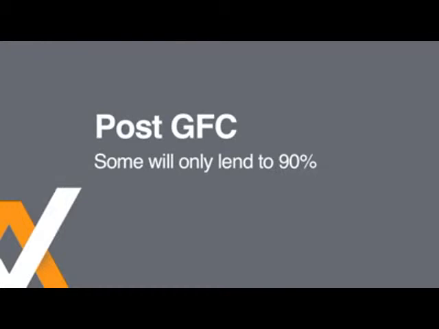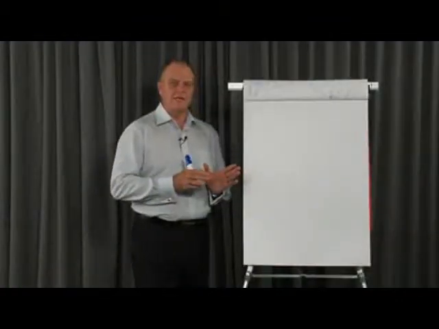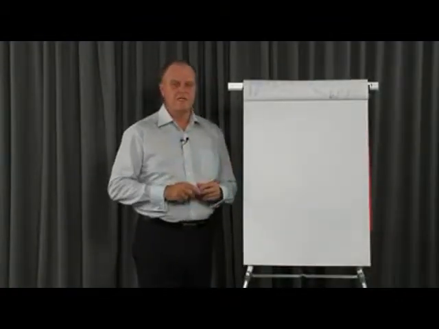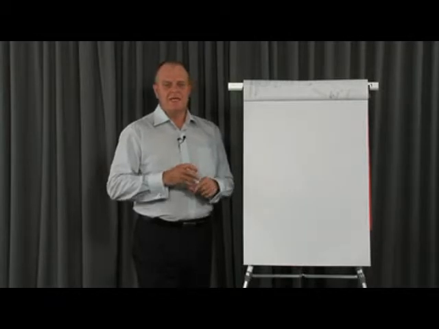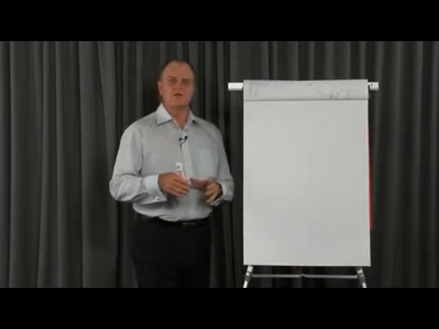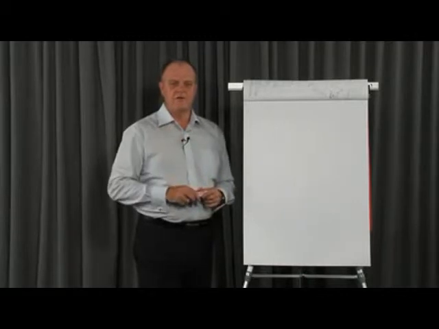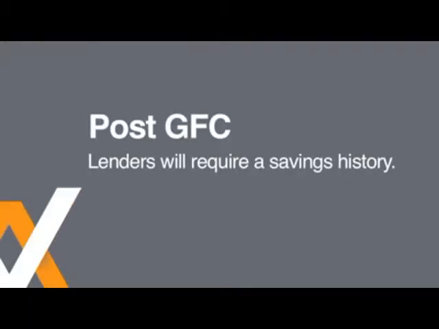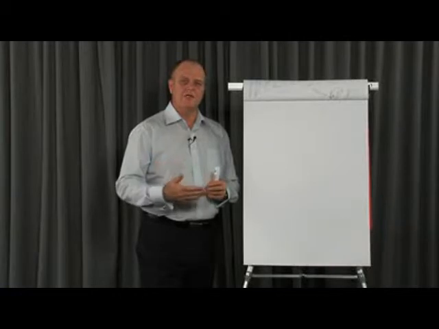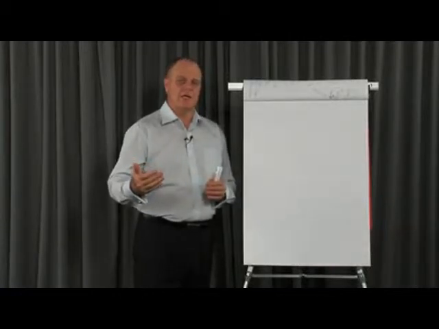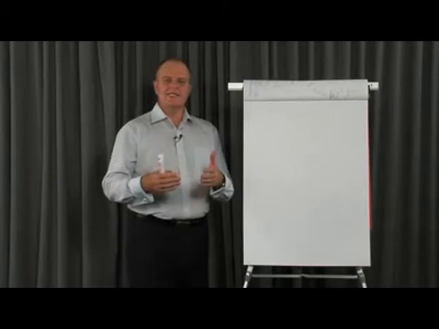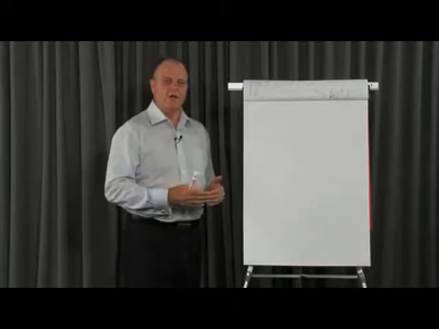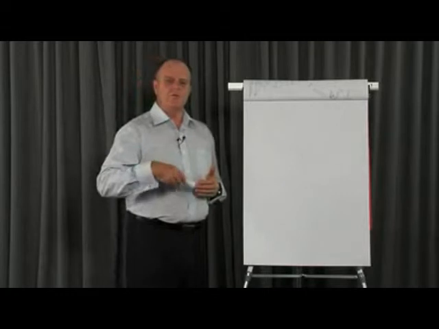Some lenders will only lend to 90% for new clients. There are still some that will lend to 95 and maybe even 97% of the value of the property if the clients have accounts or credit facilities with them, but very few. They will require a savings history now, what they call genuine savings, and they will more often than not require these savings to be held in their account for a 3 to 6 month period.